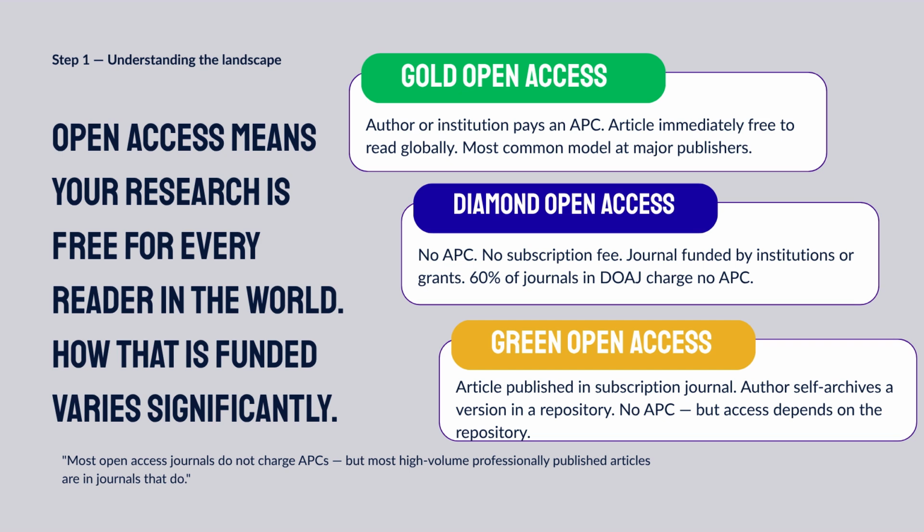Diamond open access. No APC is charged to the author and no subscription is charged to the reader. Approximately 60% of journals in the directory of open access journals operate under this model, charging no article processing charge at all. Green open access. The article is published in a subscription journal, and the author self-archives a version in an institutional repository. No APC, but full access depends on where the version is deposited.